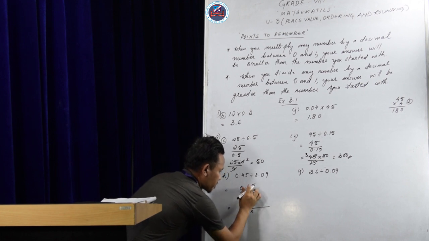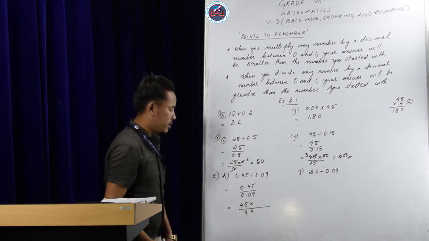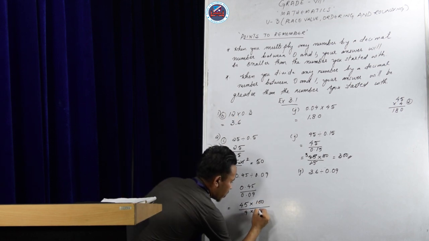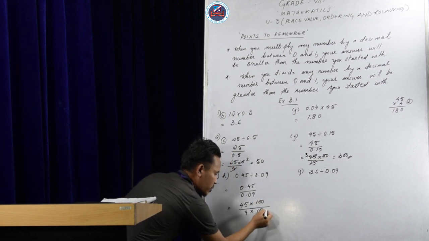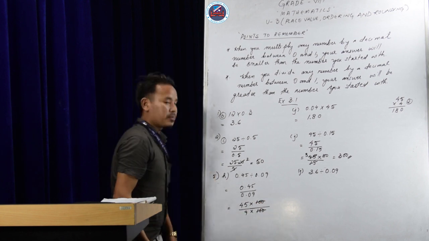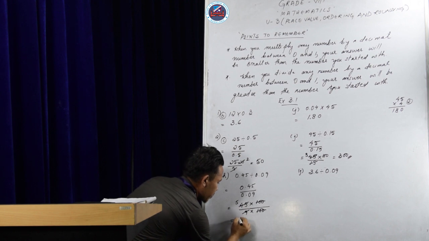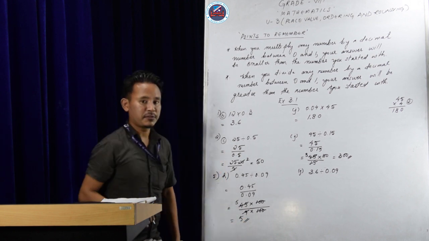Now you can see the point is after 2 numbers in both the numerator as well as the denominator. So what we can do, we'll put 100, 2 zeros. So these 2 hundreds can be cancelled out. 9 into 5 gives us 45. The answer we get is 5.